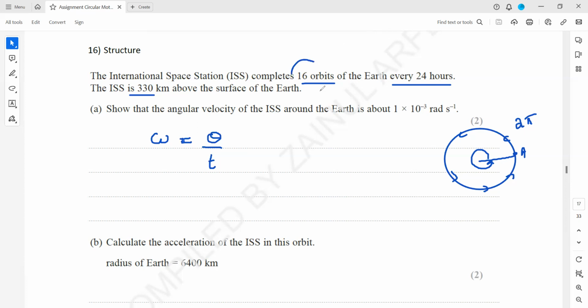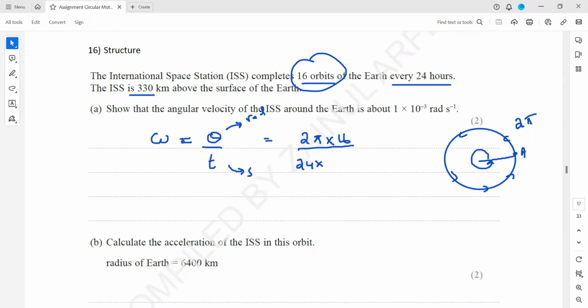But it is completing 16 orbits. So what is the total angular displacement? 2 pi radian is for one, but because it is completing 16 orbits, this will be multiplied by 16. So 2 pi times 16 will give us the total angular displacement. Then how much time is it taking? As I mentioned, it is taking 24 hours, but for the final answer we want radian per second. Theta should be in radian and time must be in second. So time is given in hours, so we have 24 hours.